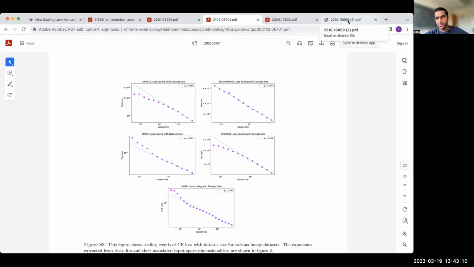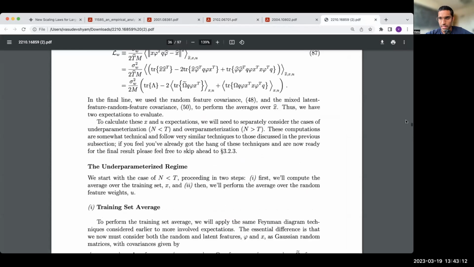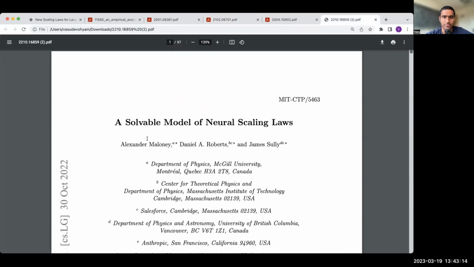But what I wanted to get to was this gargantuan paper written by Alex Maloney, Dan Roberts, and James Sully. So this podcast will always highlight people from HepTH, inevitably. So that's the implicit bias of this podcast, but okay.